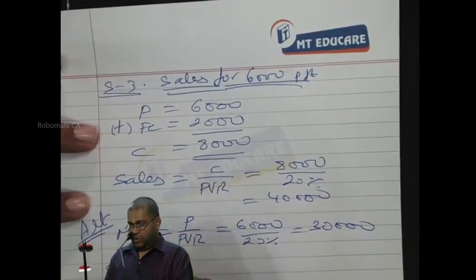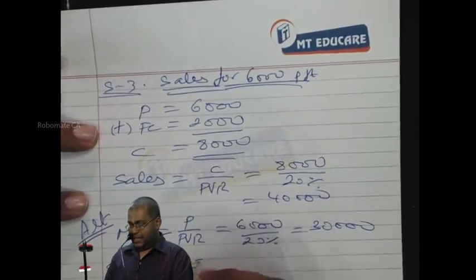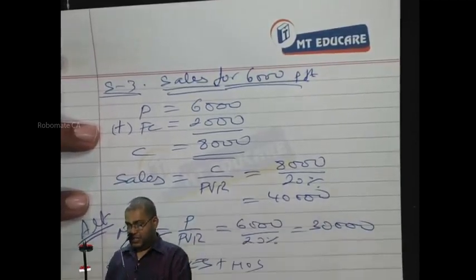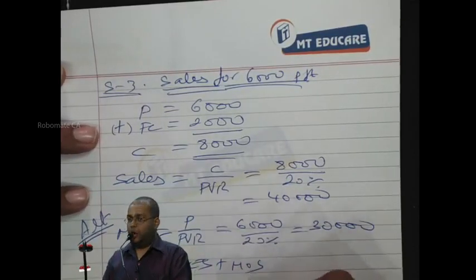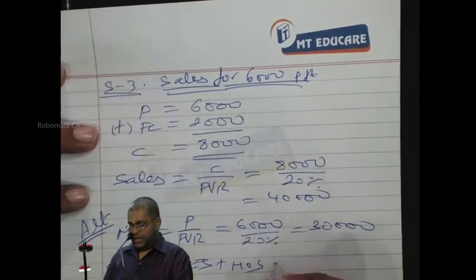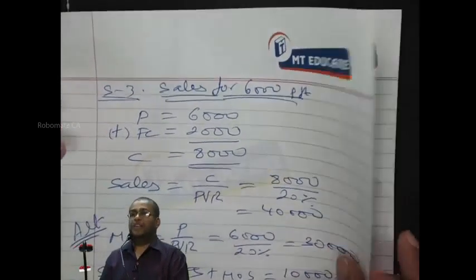Sales is equal to break even sales plus margin of safety. At break even sales we recover fixed cost, and MOS gives you profit. Total sales gives you contribution. So it is 10,000 plus 30,000, which is 40,000.